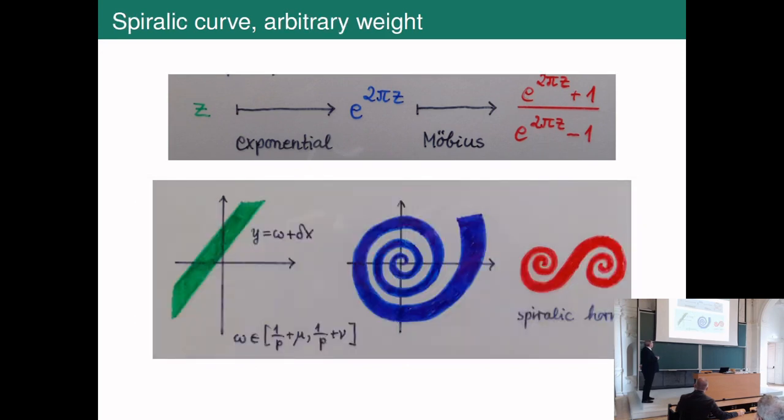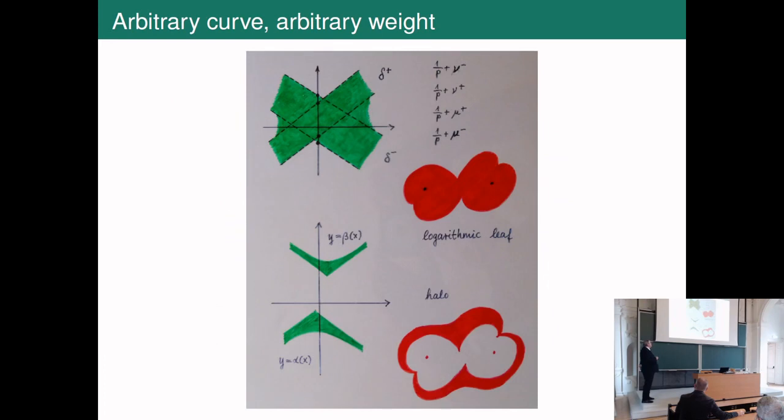Now, if we have a spiralic curve and an arbitrary weight, then instead of a single line, we have a bundle of lines, a bundle of logarithmic spirals. In the final case, arbitrary curve and arbitrary weight. Arbitrary curve means we have a lot of different slopes. Arbitrary weight means this is not only a single line, but these are many lines. We get such stripes. Such a thing is mapped by the exponential Möbius transform into something like this.